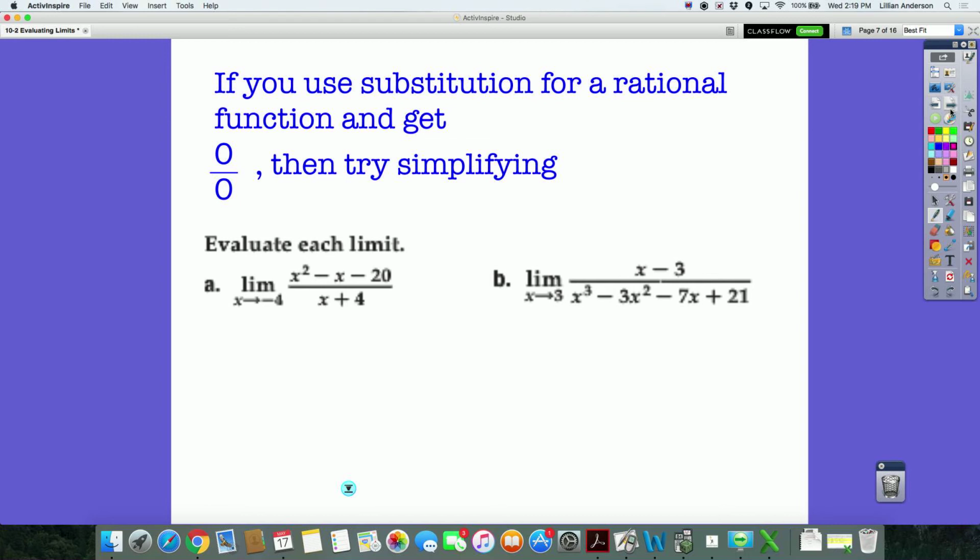This is negative 4, okay? When I go to plug this in, what's negative 4 squared? 16. 16 minus a negative 4 turns into a positive 4, minus 20. That's 0 on top and negative 4 plus 4 is 0. Whenever you get this, that means you can simplify this. Simplify in what sense? What do you think I can do to simplify this?